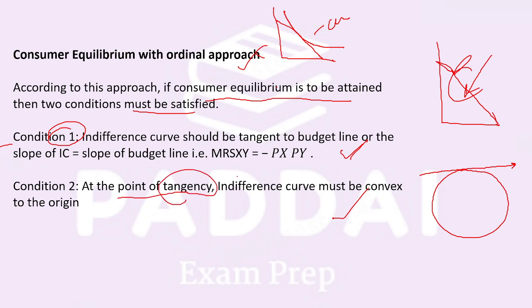Second, at the point of tangency, the indifference curve must be convex. So it has to be convex, not concave. So this is the equilibrium with the ordinal approach. We completed the indifference curve, its properties, and the approaches through which it could be understood. So this was the session for the day. In the next class, we will start demand estimation and demand forecasting.